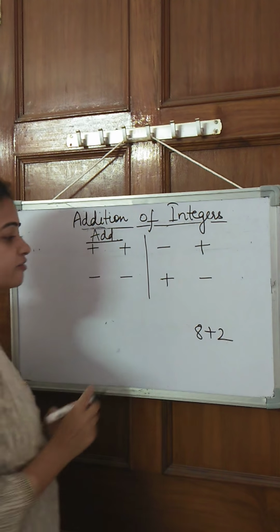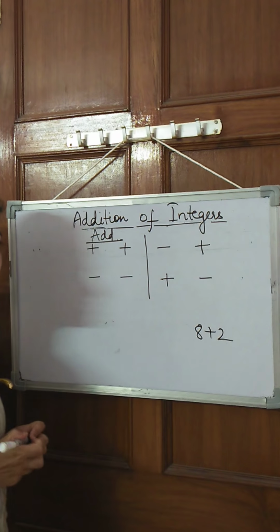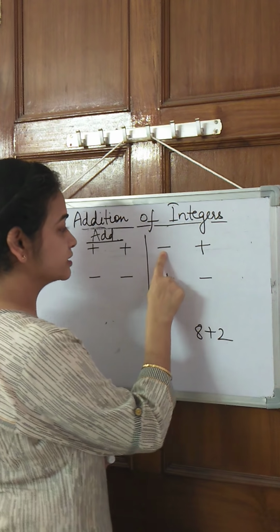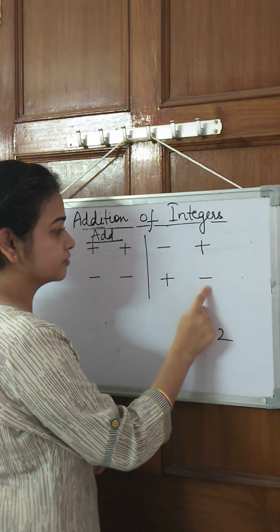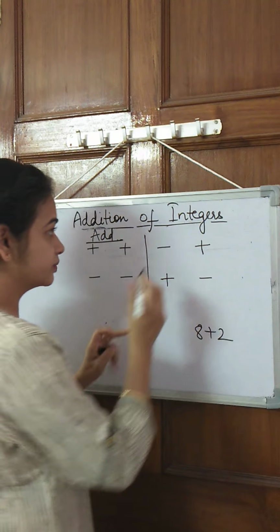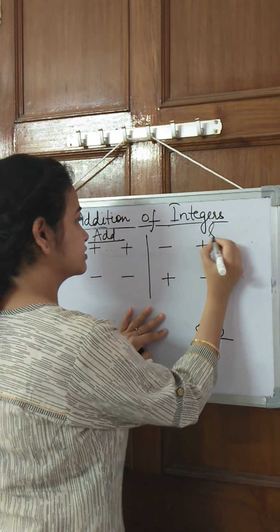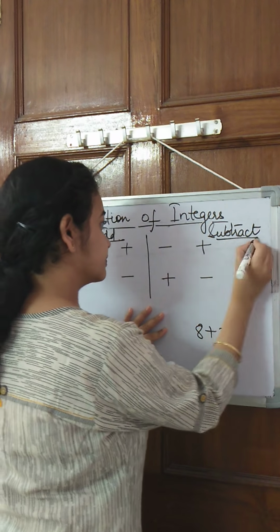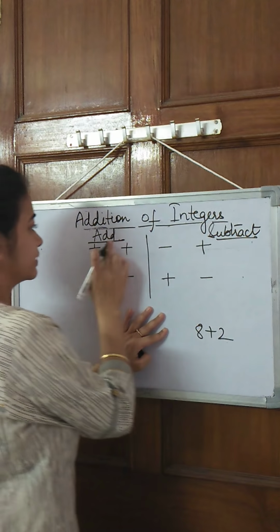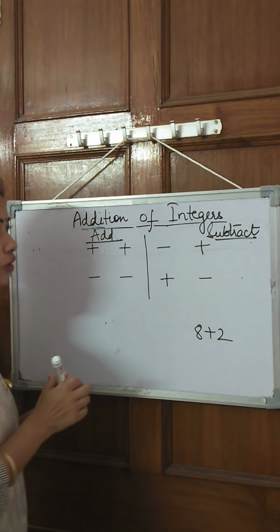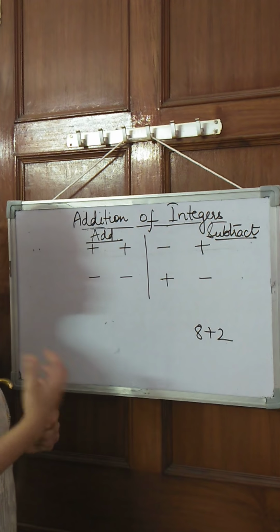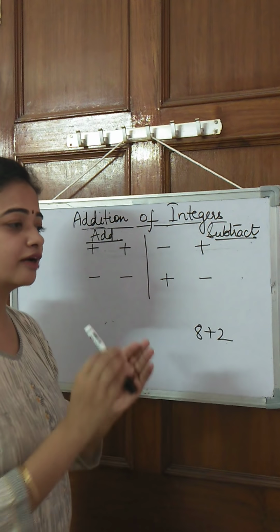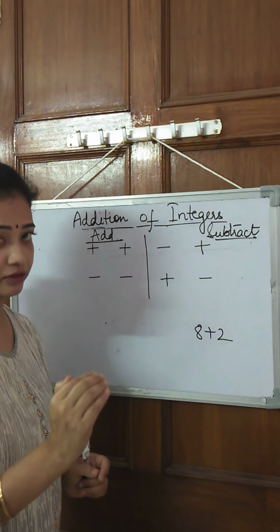And if I have two integers that have different signs, means one is negative and the other is positive, or one is positive and the other is negative, so the sign is different with the two integers, in such cases we subtract those two integers. When I am writing the word subtract or the word add, I am talking about the operation, what I have to do with the two numbers, whether I have to add those two numbers or subtract those two numbers.